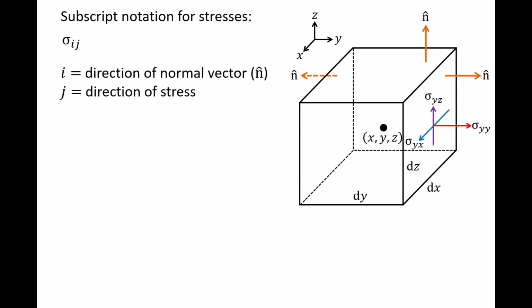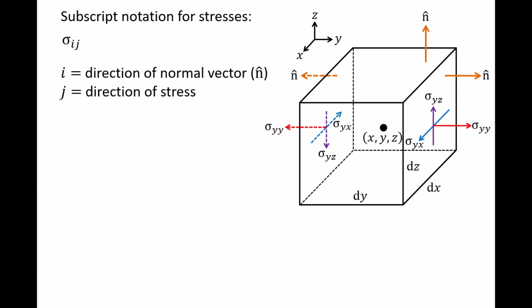For surfaces with normal vectors that point in the negative direction of the coordinate i, the stress is positive in the negative direction of coordinate j. For example, notice that the normal vector on the left side points in the negative direction of y. This means sigma yy on the left surface points in the negative direction of y. Sigma yz on the left surface points in the negative direction of z, and sigma yx on the left surface points in the negative direction of x.